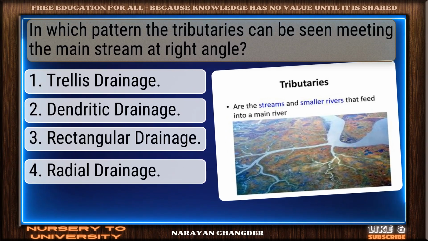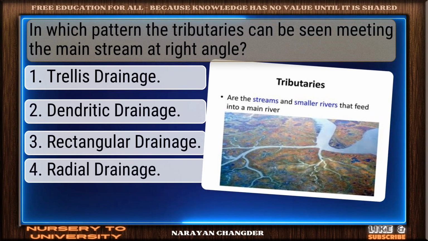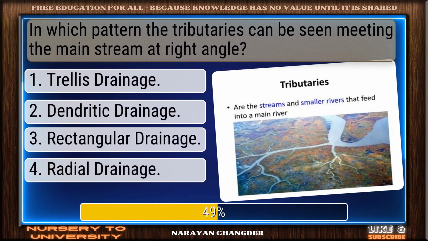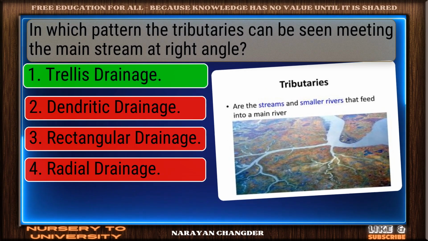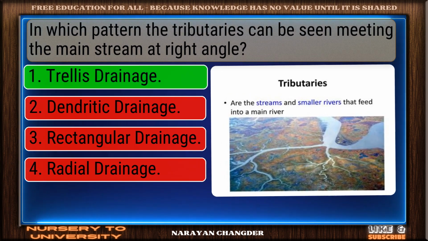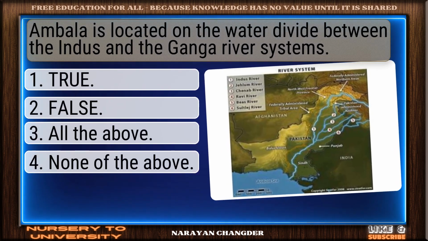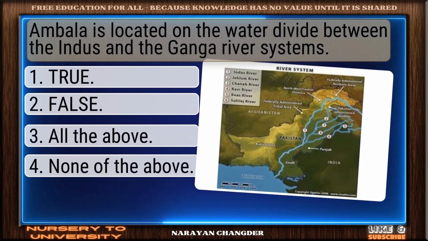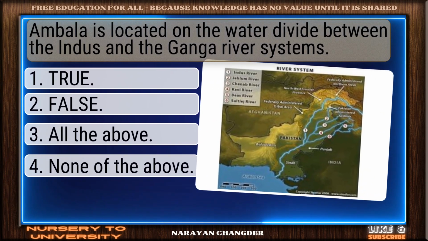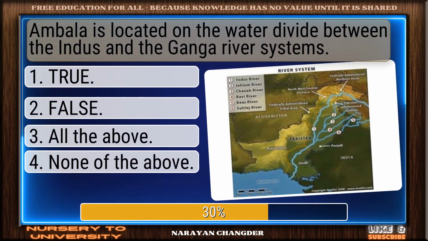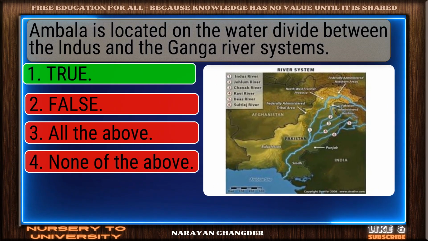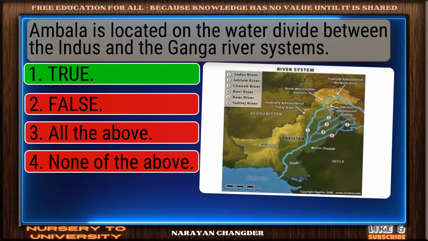Question number 47. In which pattern can the tributaries be seen meeting the main stream at right angles? You're right. Trellis drainage is the correct answer. Question number 48. Ambala is located on the water divide between the Indus and the Ganga river systems. Nice work. You chose true and it is correct.